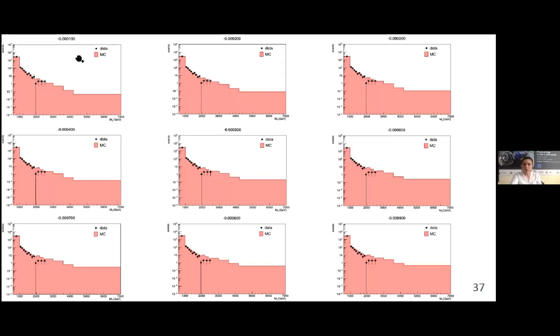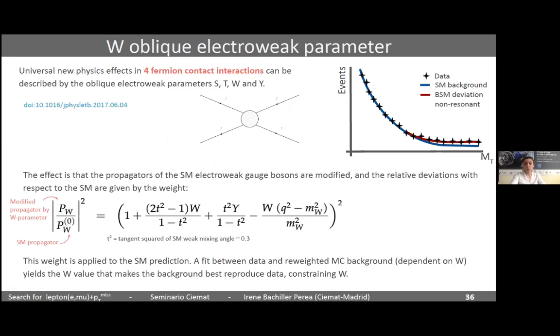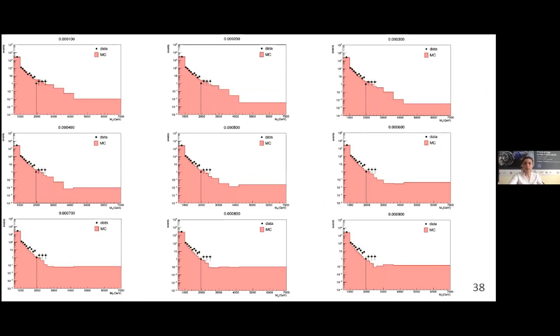So this is for very many cases of the W parameter. The W value is here on top of each plot. There are negative, and these are positive values. You can see how the Monte Carlo prediction changes. And what we do is we do a fit between the data and the reweighted Monte Carlo as a function of the W parameter. And we get the W parameter that makes the background best reproduce the data and constrain the W parameter.